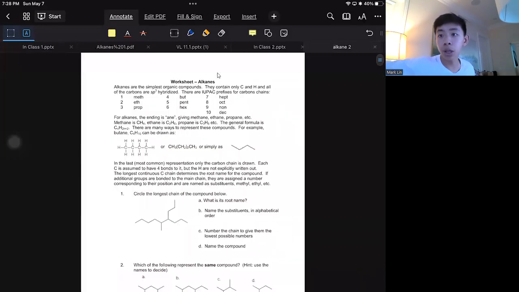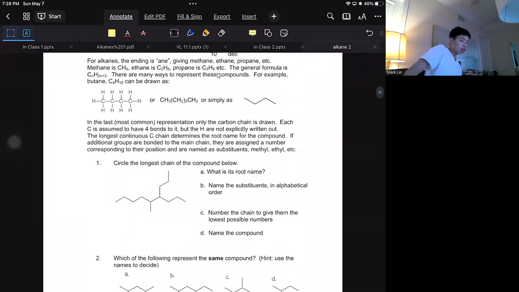All right, what's good? This is going to be alkane worksheet number 2. Let's get right into it. Chop, chop. All right, number 1, circle the longest chain of the compound below.